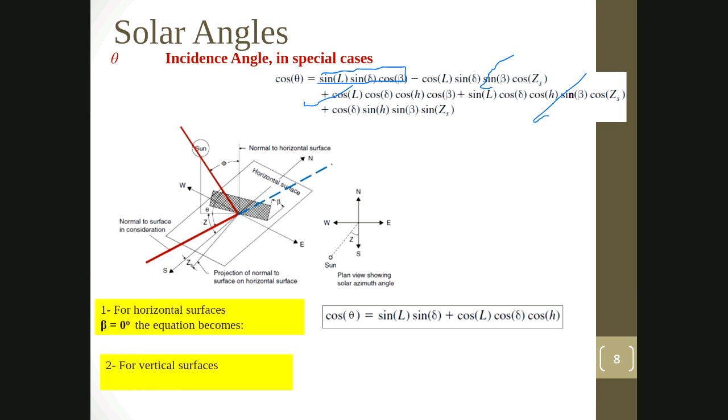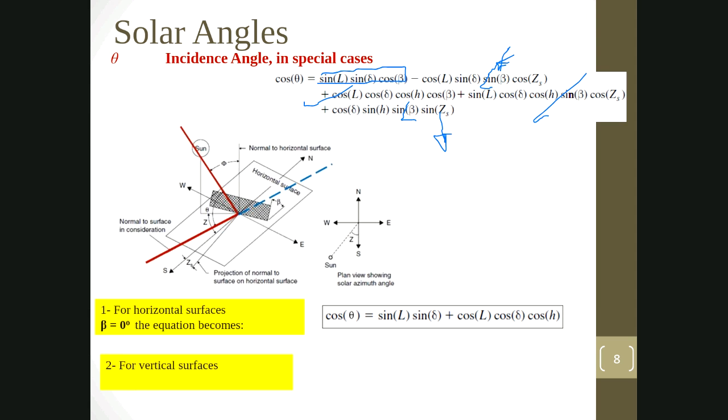So for a horizontal surface, beta is equal to 0, and the incident angle is a function only of the other angles: the latitude, the declination, and the hour angle. It is not affected by the surface azimuth angle and the tilted angle. This is the incident angle cosine theta.